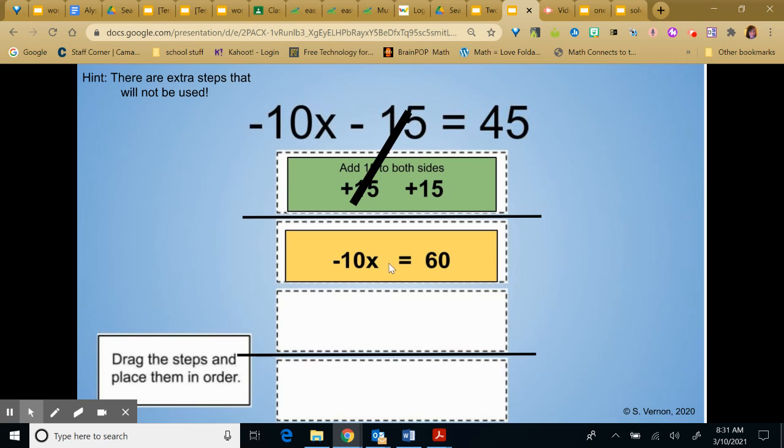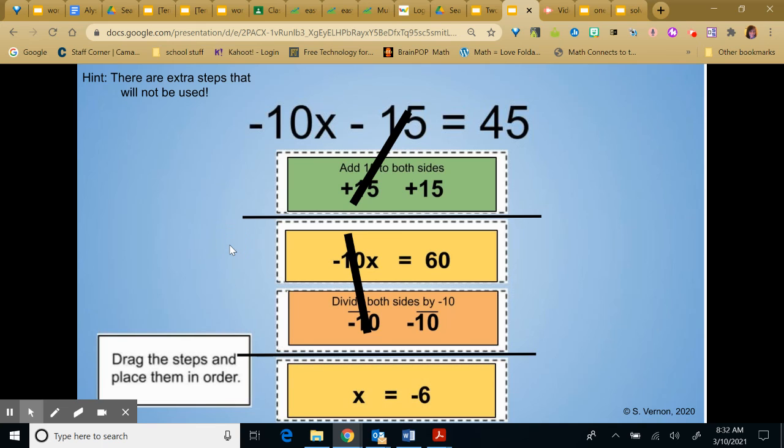So right now what's happening is the x is multiplying by negative 10. What's the opposite of multiply by negative 10? Divide by negative 10. So we're going to divide both sides by negative 10. These 10s cancel out, and we have x equals 60 divided by negative 10 is negative 6.